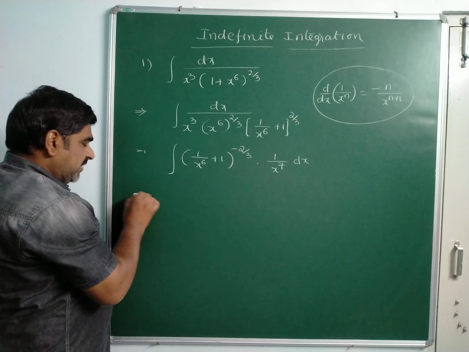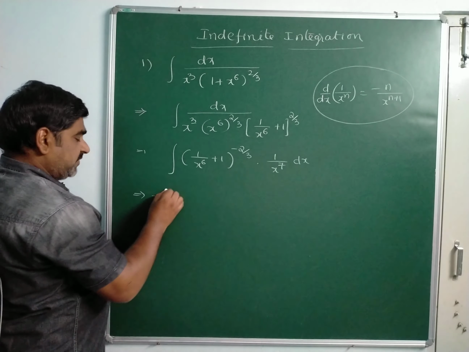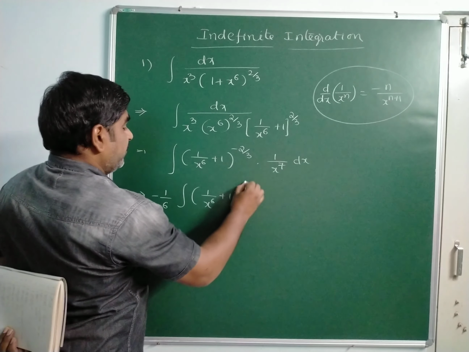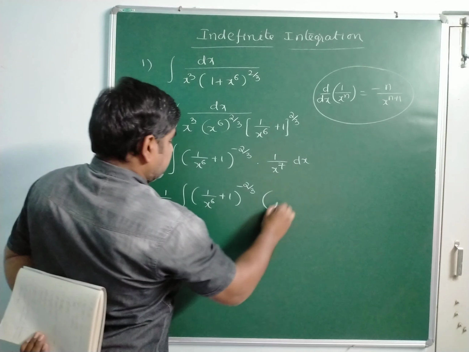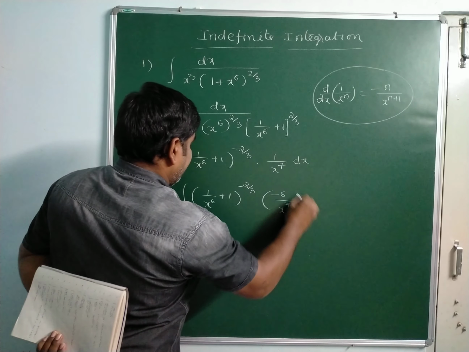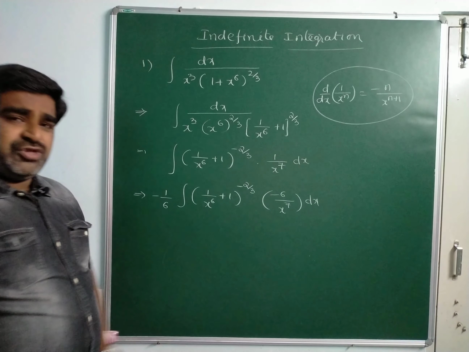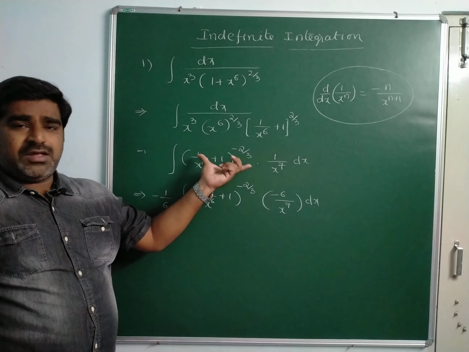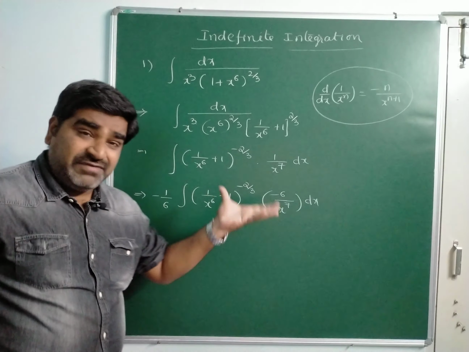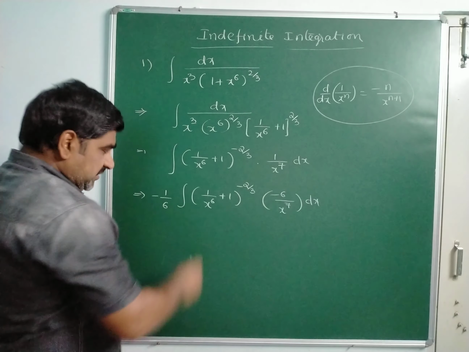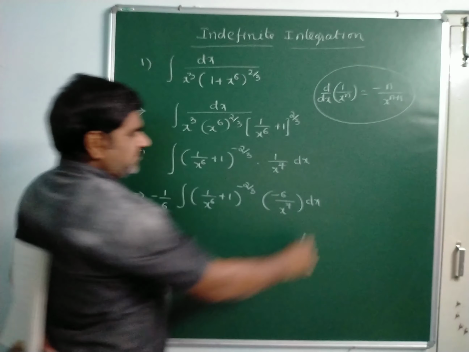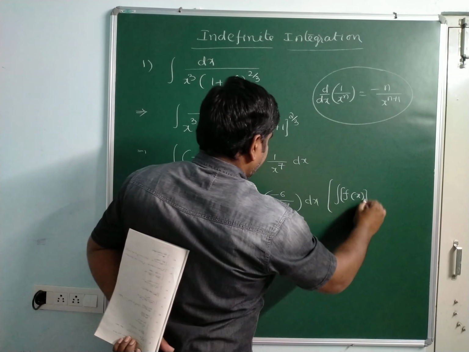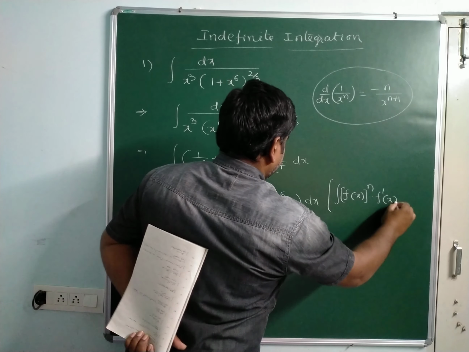So I am going to multiply and divide with minus 6. Why? Let me explain. So it's minus 1 by 6 into (1 by x to the power of 6 plus 1) whole to the power of minus 2 by 3 into minus 6 by x to the power of 7 dx. See, this minus 6 and this minus 6 get cancelled, and you get the same thing. So why do we multiply and divide with minus 6? Let me explain. This integral is of the form integral of f of x whole power n into f dash of x dx.